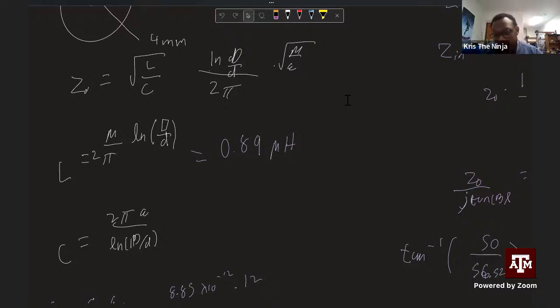And then we divide that by that same value, the natural log of big D over D, and we get 59.84 picofarads.